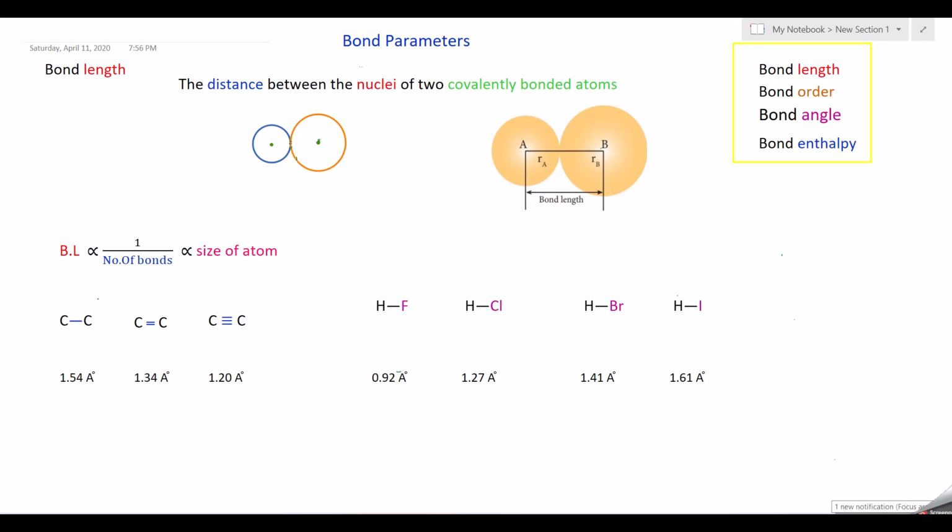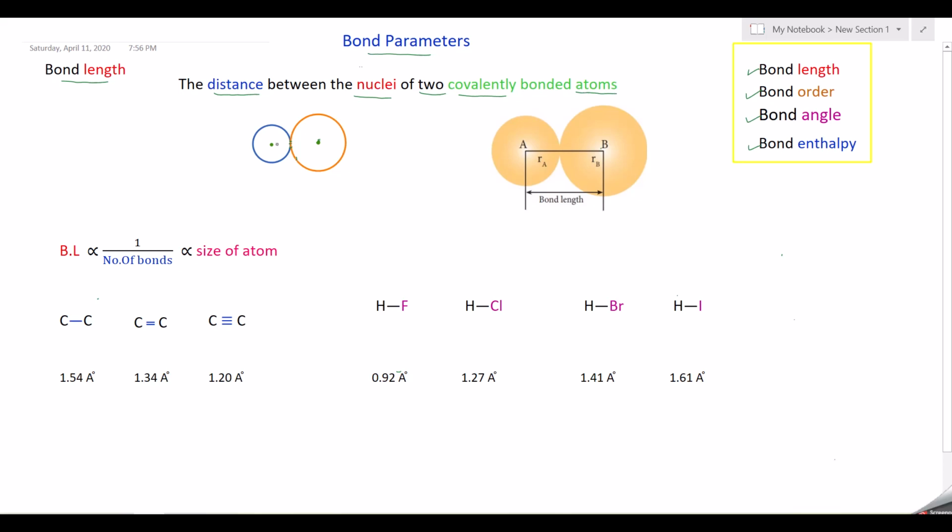Covalent bond is formed by sharing of electrons, and then covalent bond is characterized by certain bond parameters. They are bond length, bond order, bond angle and bond enthalpy. We will see one by one. So first you take bond length. Bond length is nothing but the distance between the nuclei of two covalently bonded atoms.